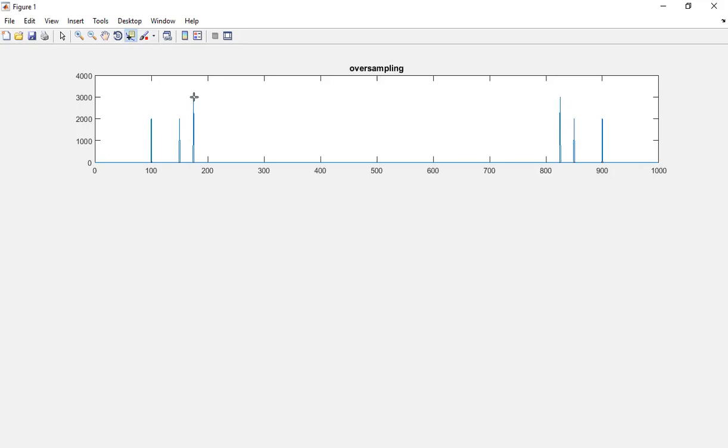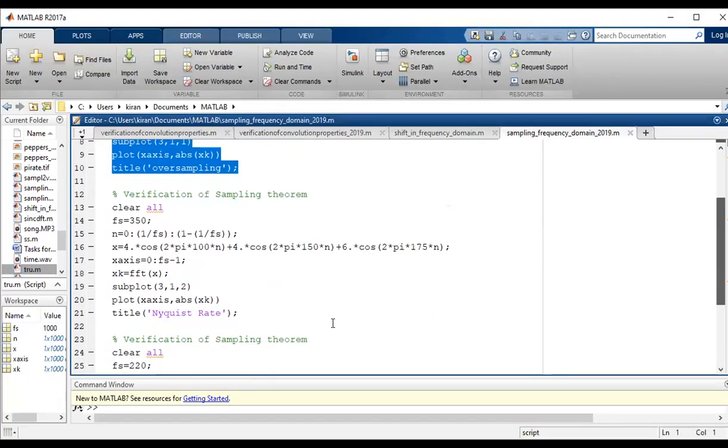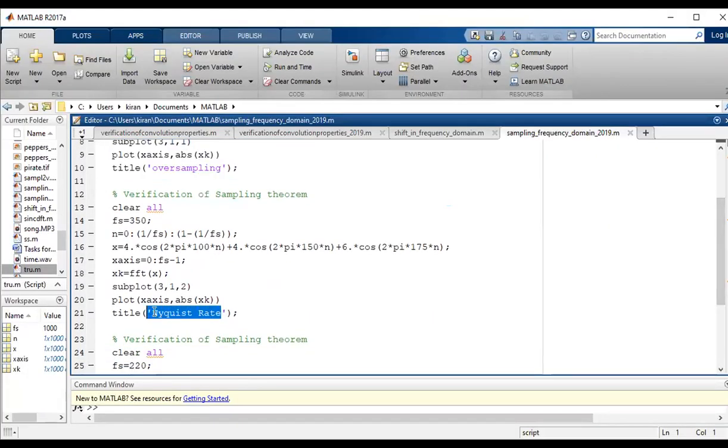Now let me go back and take you to the other case. In the second case, I will take the Nyquist rate, which is the boundary. Okay, Nyquist is the boundary. So the maximum signal frequency is 175, 175 into 2, 350. This is the boundary. Now let me once again run the program. Here in the second case, I take a 350 point FFT, and I run the thing once again.